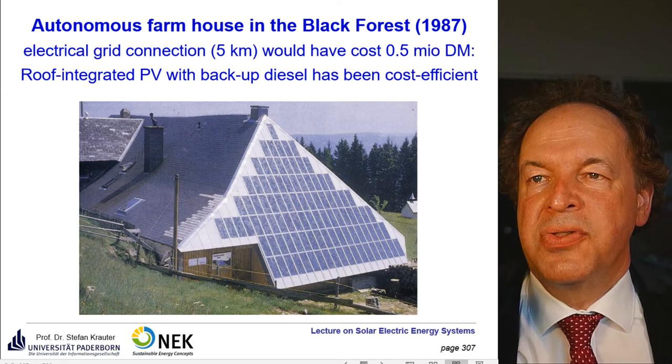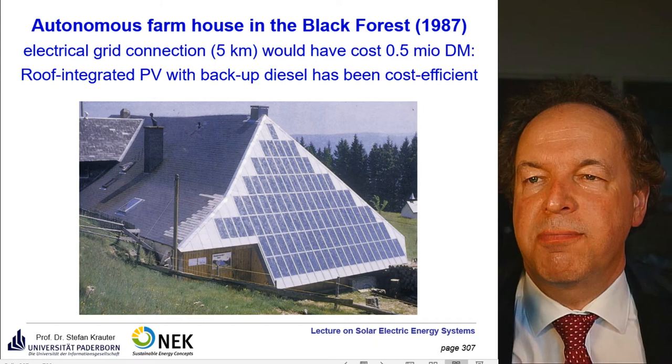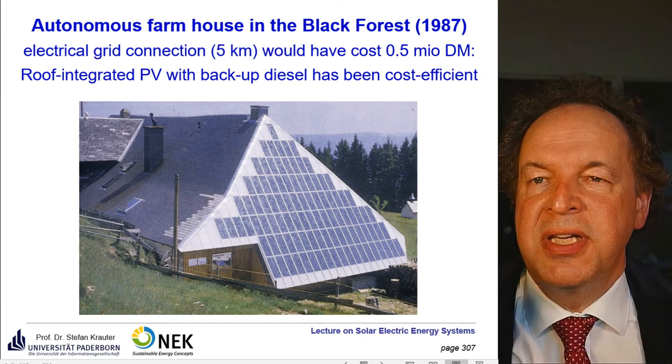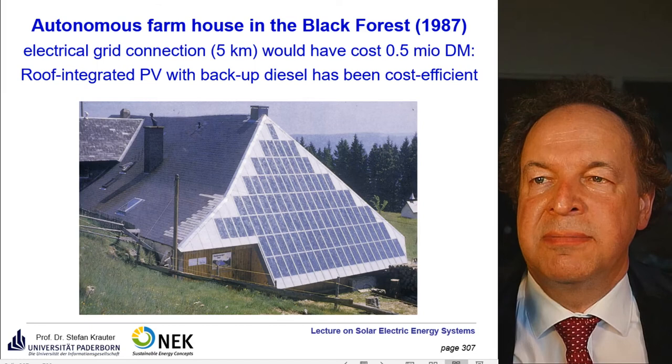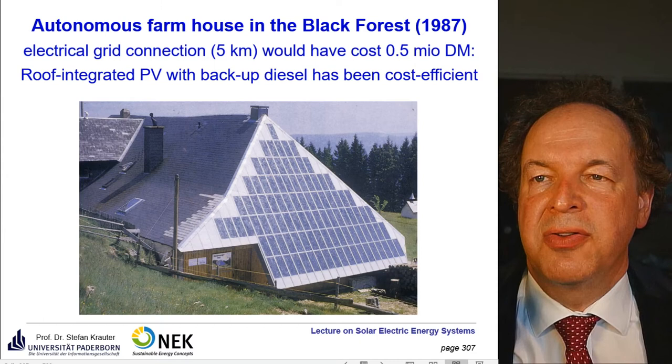This is a picture of an autonomous farm in the Black Forest from 1987. This is quite progressive because it already showed integration of the PV module into the roof. And it was cost efficient because the electrical grid connection would have cost 500,000 German marks during that time. That's about €250,000. And then the farmer decided to do a PV system with a small backup diesel.